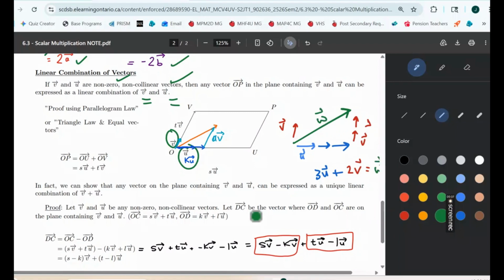And that's it. That's what this is saying. This proof is optional. You can read it, but it's just saying any vector can be represented by multiples of the vectors u and v. Any questions? Again, shoot me an email.